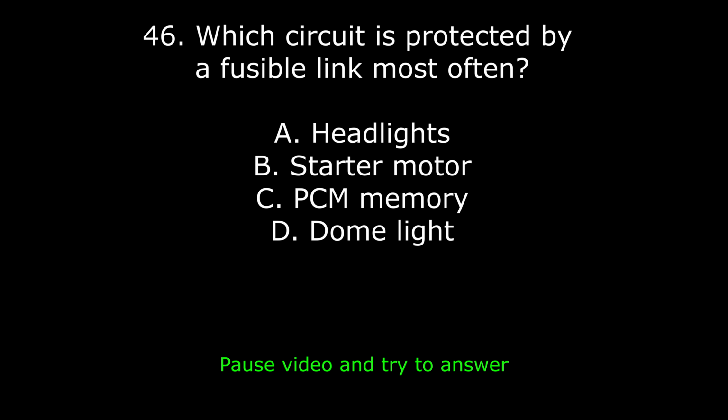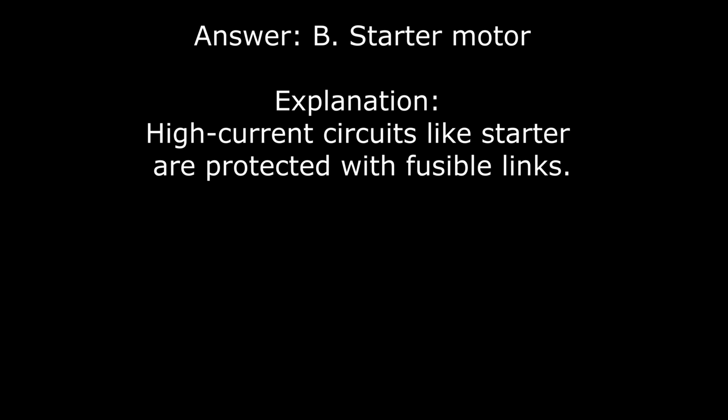46. Which circuit is protected by a fusible link most often? A, headlights. B, starter motor. C, PCM memory. D, dome light. Answer: B, starter motor. Explanation: high current circuits like starter are protected with fusible links.